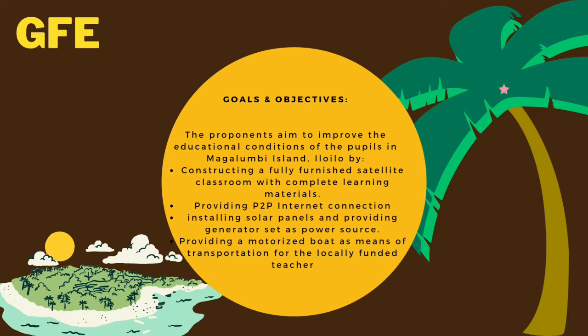Goals and objectives. The proponents aim to improve the educational conditions of the pupils in Magalumbi Island, Iloilo by constructing a fully furnished satellite classroom with complete learning materials, providing P2P internet connections, installing solar panels and providing a generator set as power source, and providing a motorized boat as means of transportation for the locally funded teacher.